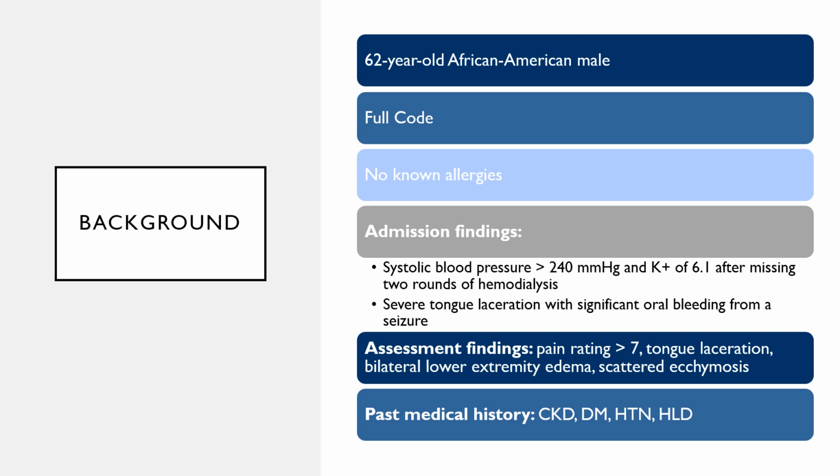Other admission findings included a systolic blood pressure greater than 240 and a potassium level of 6.1. It was then discovered that he had missed 2 rounds of his hemodialysis treatment. On assessment, he had a high pain rating of 7 and greater, bilateral lower extremity edema, and scattered ecchymosis. This patient had a past medical history of chronic kidney disease, diabetes mellitus, hypertension, and hyperlipidemia. He was admitted to the hospital with being in a hypertensive emergency.